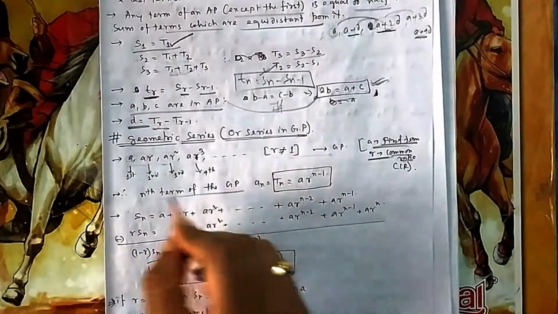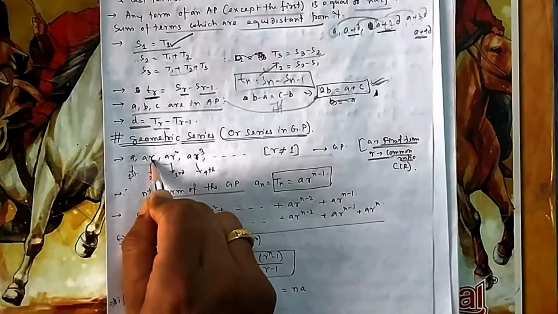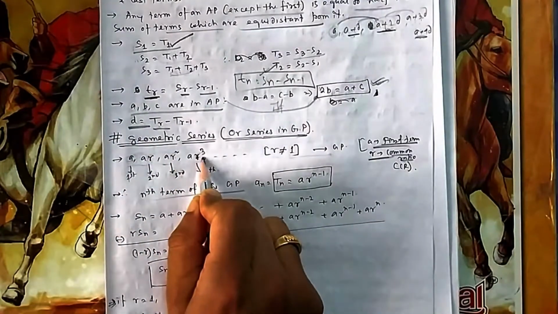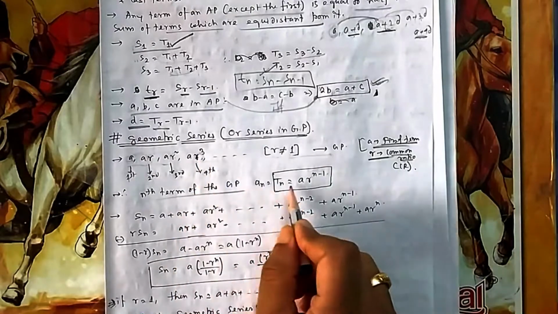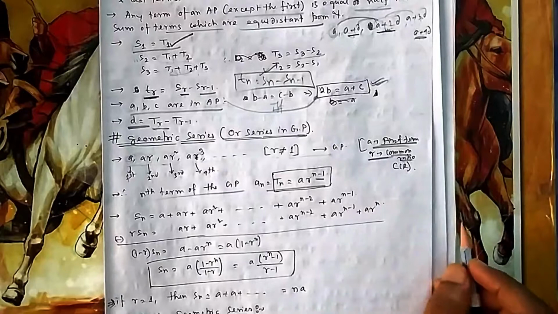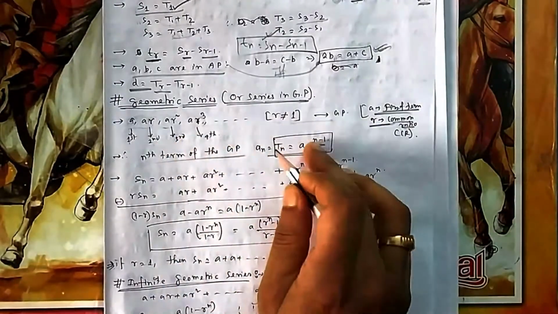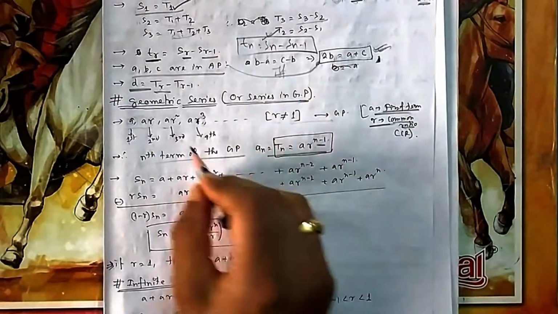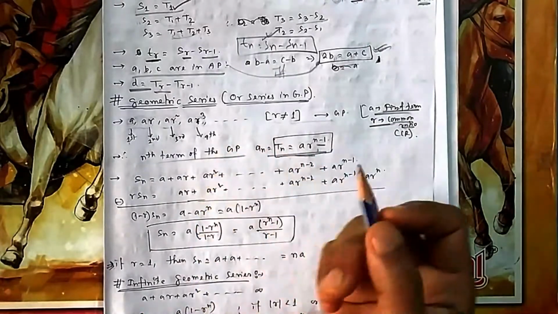So what is the nth term of this one? If you see, the first term is A, the second term is AR, the third term is AR square, the fourth term is AR cube. Everywhere it is 1 less. So the nth term will be A R to the power n minus 1. So this is the formula for the nth term of a GP. By seeing the pattern also you can write it. What is the pattern? It is the rule, actually, you can say.